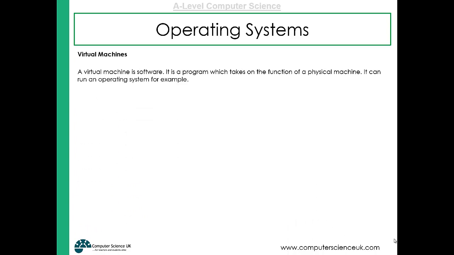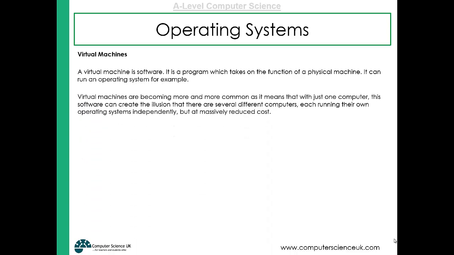Okay, virtual machines. Virtual machines are actually software. They're not machines, it's just software. It's a program that takes on the function of a physical machine, and it can run an operating system. Virtual machines are being used more and more because with just one computer, if you install this software, you could create the illusion that there are loads of different computers, each running their own operating system independently, but with a massively reduced cost because you've just got the one physical computer. So the components of just one computer are being utilized to produce the experience of several computer systems.